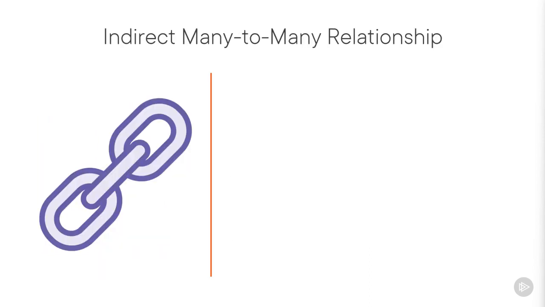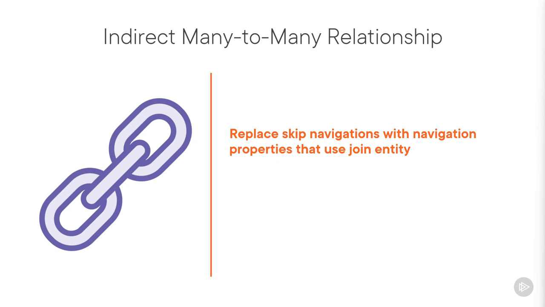Now that we've created a join entity to contain the payload for our skip navigations, creating an indirect many-to-many relationship between items and orders is a relatively simple procedure. The first step in this is to replace the skip navigations on our item and order entities with navigation properties that use our new join entity.